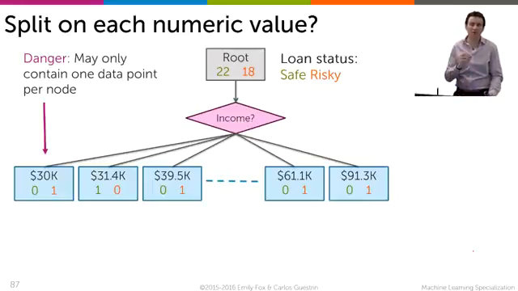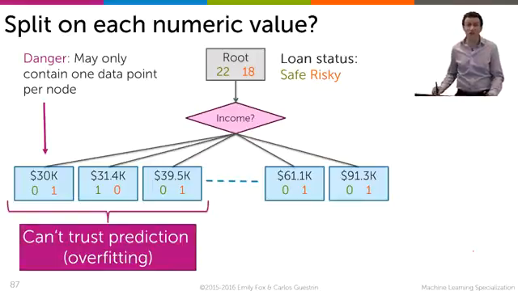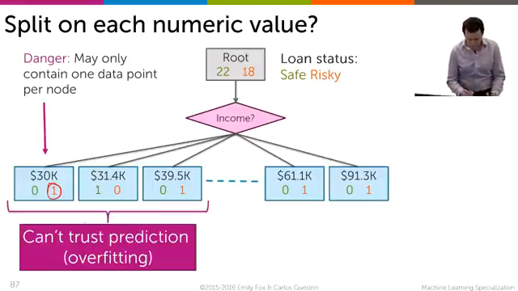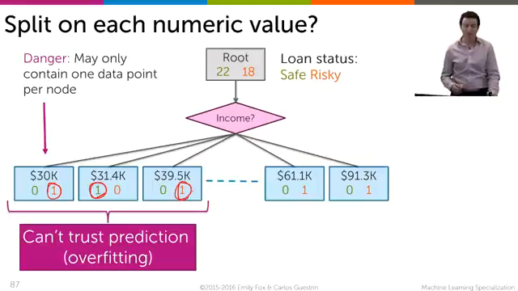When you have very few data points in an intermediate node in a decision tree, you're very prone to overfitting, very prone to make predictions you cannot trust. So for example, if you look here, you'd predict in this case that if your income is 30,000, this is definitely a risky loan. But if your income is 31,400, it's definitely a safe loan. However, if your income is now 39,500, you're back to risky. So it's risky, safe, risky, which doesn't make any sense. I mean, do you trust it? I wouldn't. And so the question is, how do we deal with these real-valued features?